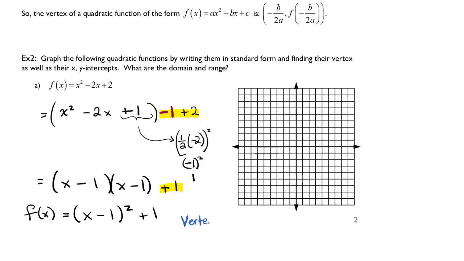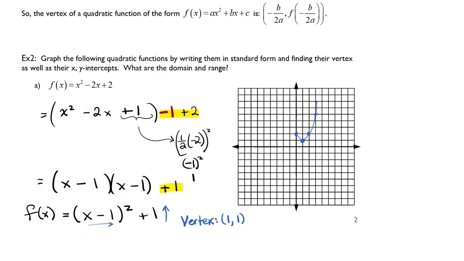So if I find the vertex, it will be at 1, 1. I've shifted my function to the right 1 and up 1. Since there's no vertical or horizontal stretch, I have a parabola with the same standard proportions of a normal parabola x squared. Over 1 up 1, over 2 up 4. So I just count from the vertex and I can create this function that has a parabolic shape to it.